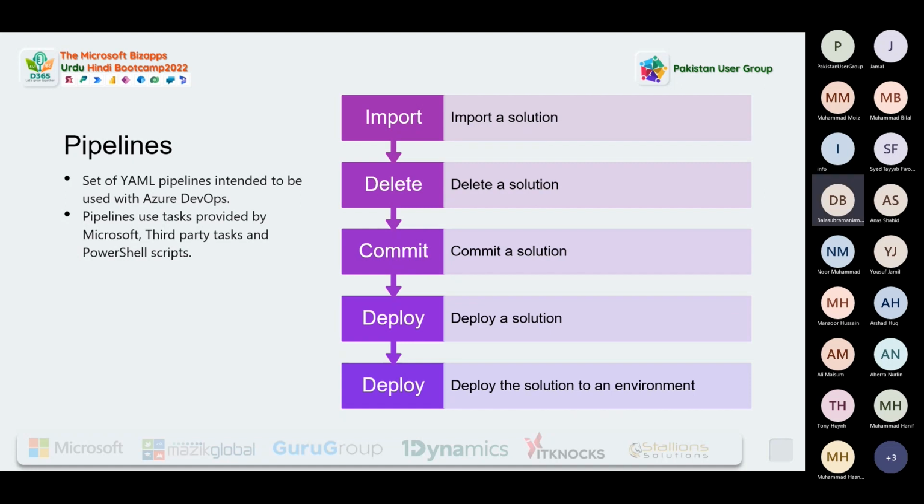And if you ask me what all the things you can achieve with the help of these pipelines, you can import a solution, select an existing solution from the source control, and import it into an instance, and you can import a build of the solution from the source control. And in delete a solution, you can export an unmanaged solution from the development environment as a managed one, and then you can import the managed solutions into the development environment. And if you want to delete the managed solution from the development environment, all those things are possible with this delete a solution.